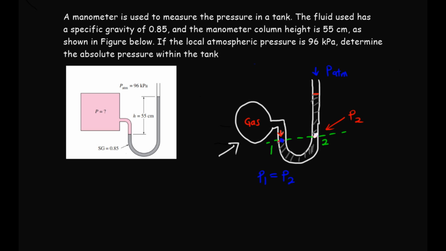So the pressure at point 2 will be equal to what? Atmospheric pressure plus the pressure due to the column of fluid above the point. So I'll name that PF. Okay, so now let's focus on this PF here.